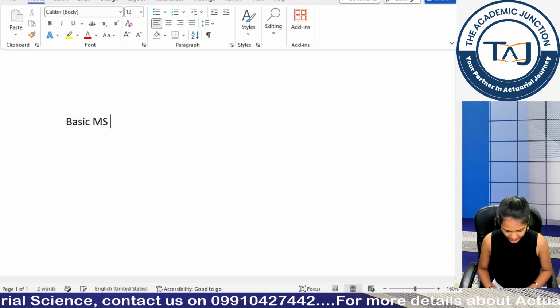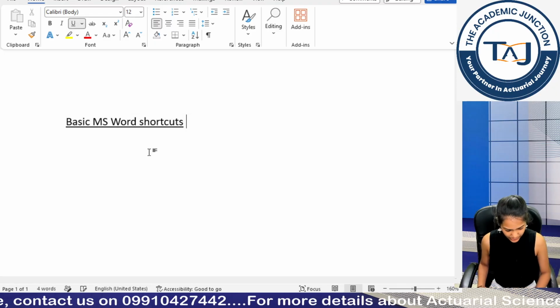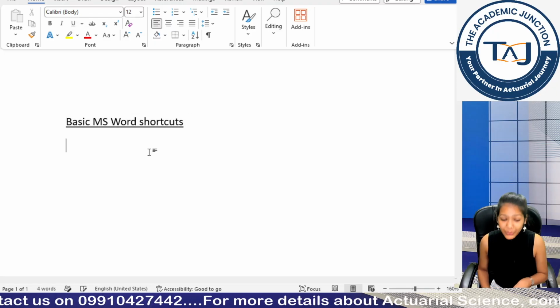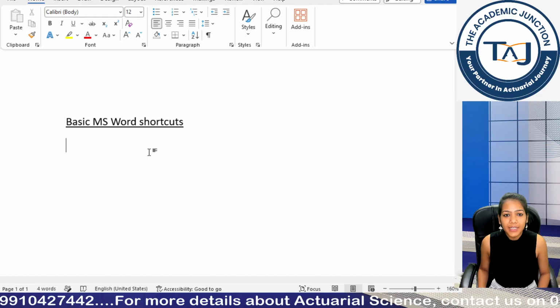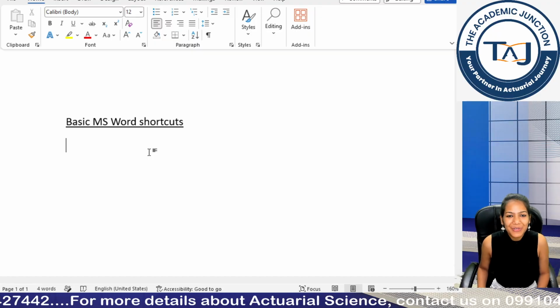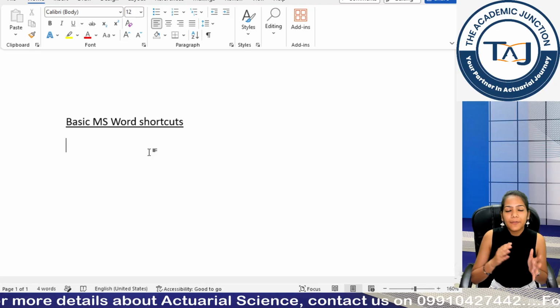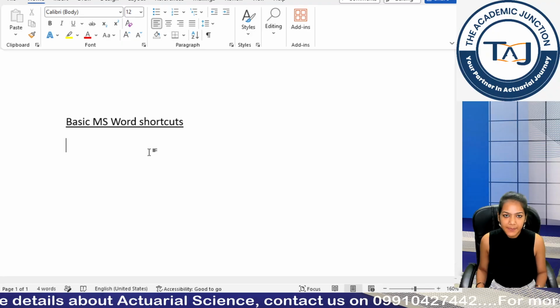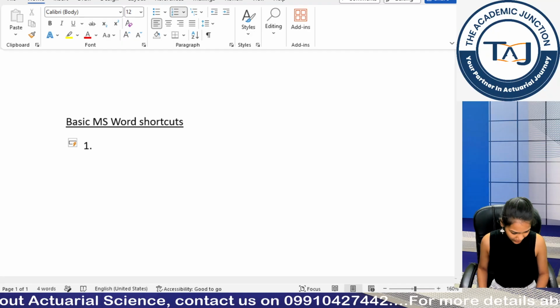Basic MS Word shortcuts. Let me underline it. I know you guys are thinking that we are going very slow, but these courses are specially designed for someone who has not opened a Word document till now. This is our first class. We would be going very slow, and for the further classes we would be increasing our speed, so don't worry about that. So let's start with opening a new document only.